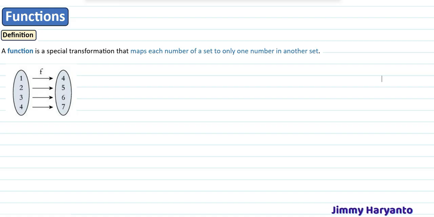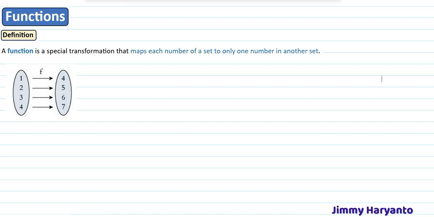In the left circles, we have 1, 2, 3, and 4. Actually, it's not circles, it's ellipses. 1, 2, 3, and 4. This is what we call the input. And then for the right circles, we have 4, 5, 6, and 7. Usually we call this the range or an output.